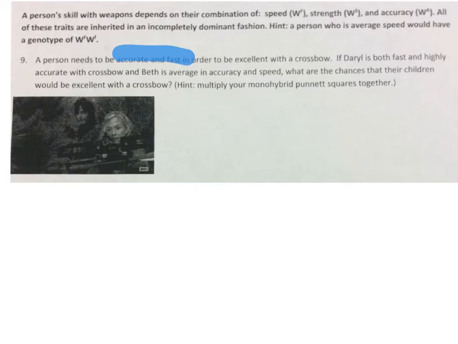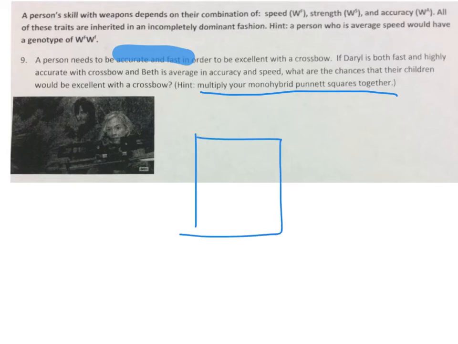Beth is average. If they would have had children before she died, what are the chances that they would inherit just some good natural ability? Okay, so my hint to you is to multiply your mono-hybrid Punnett squares together. What, Miss Jones? I thought we were done with dihybrid crosses. No, you're never done learning. Okay, so I need 2 Punnett squares.